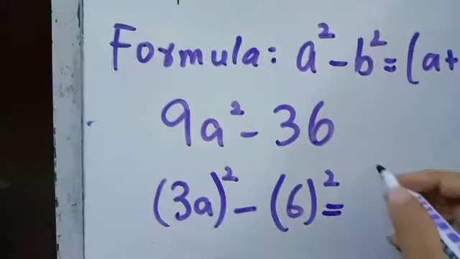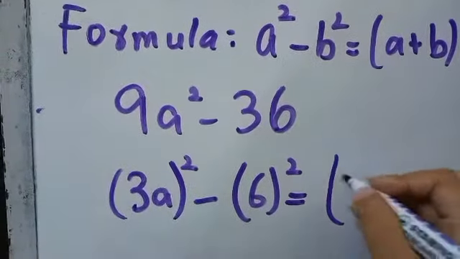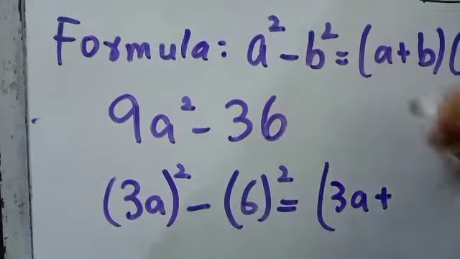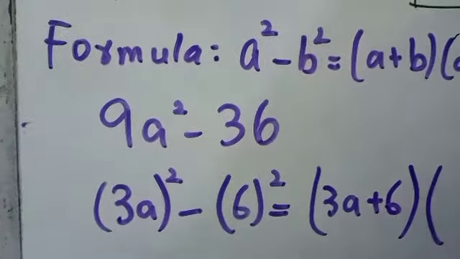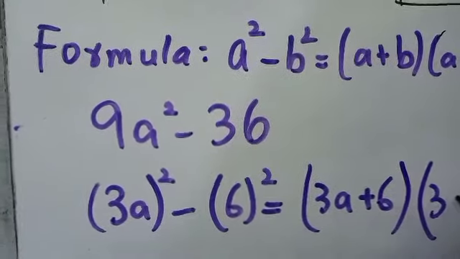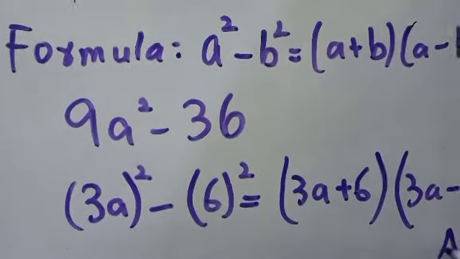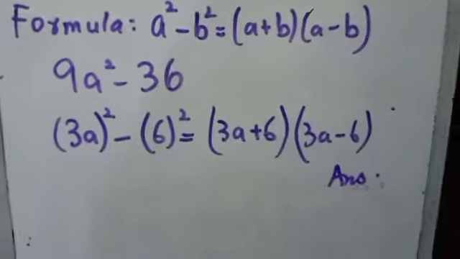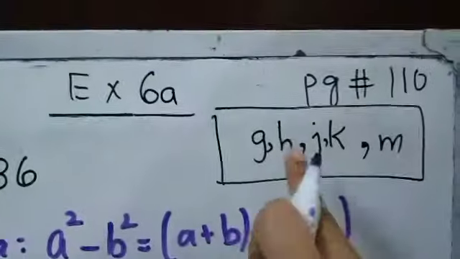Now apply the formula, (a plus b). You have to write (a plus b). So instead of a, 3a is given, plus is the formula, and instead of b, 6 is given. Instead of a, 3a, minus, and instead of b, 6, and this is my answer. Very easy, very simple, and therefore I'm not doing all the parts. These are the parts which you are supposed to do.